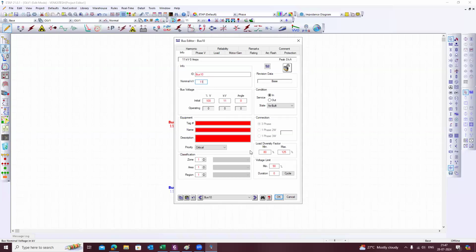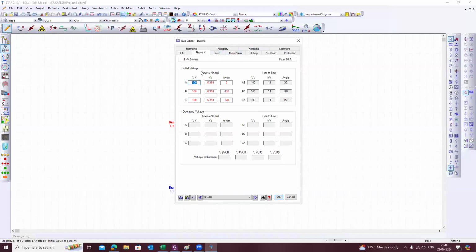This load diversity factor, I will explain later, when we go to the simulation models. And here you have to give the allowable minimum operating voltage of the bus. But remember, this limit will be validated during motor starting only. Here you can also see the allowable minimum bus operating voltage in percentage of the bus nominal kV for motor starting only, and it will check for how many cycles. So this is the voltage limit.